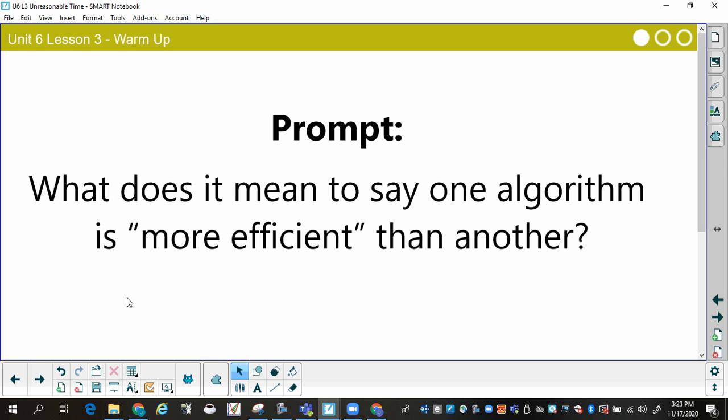So first off, what does it mean to say one algorithm is more efficient than another? What do you think that means? Does it mean that it can be written in fewer lines of code? Do you mean the algorithm is easier to understand? Do you mean that it runs faster?